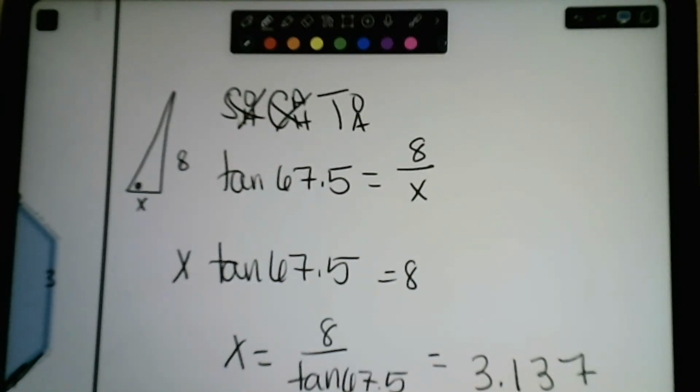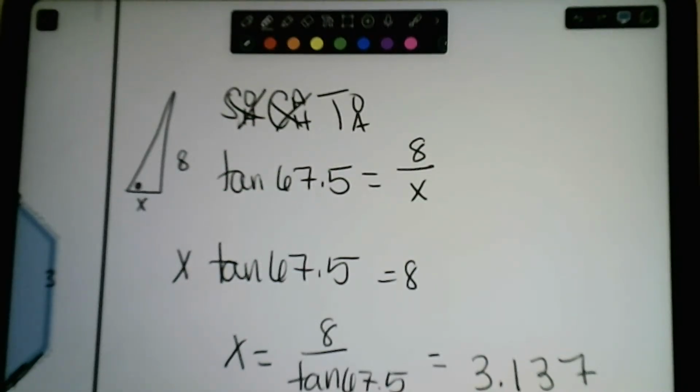Questions on the solving? Do you want me to talk through how I solved it, or can you see what I did? Sam, you want me to talk through how I solved it?